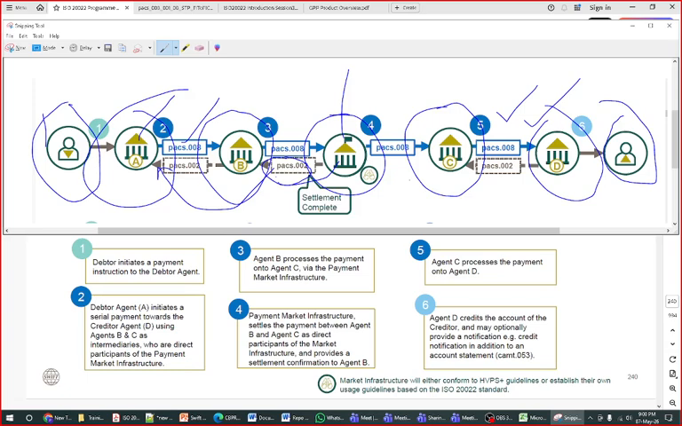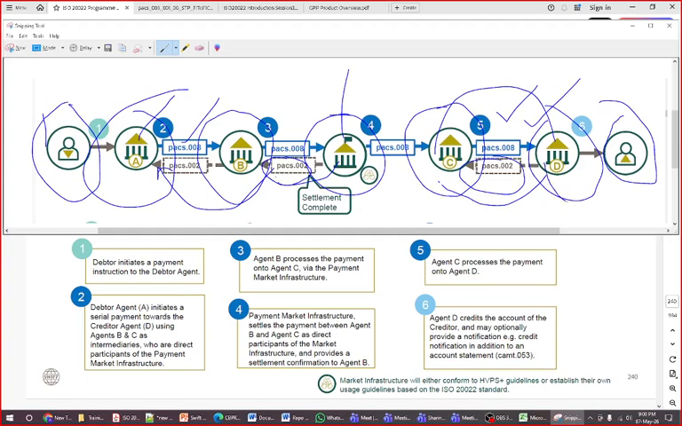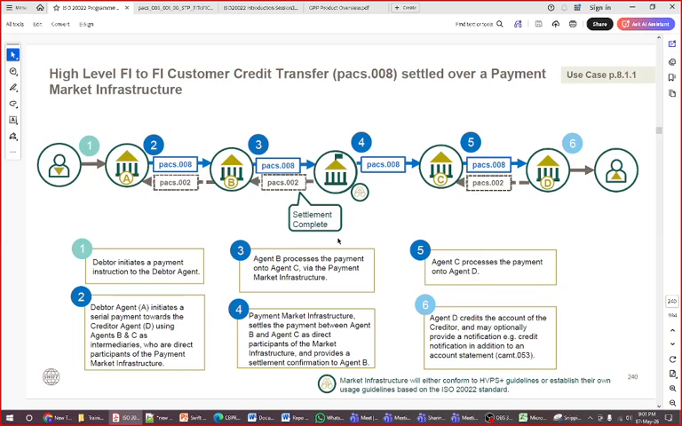Okay, so here also you can see payment is successful, this Pacs2 message is sent from D to C as acknowledgement. Then agent C processes the payment to agent D, and at the end you are sending this Pacs2 message acknowledgement. So agent D credits the account of the creditor and may optionally provide notification of a CAMT53 message at the end. It's not mentioned here, but it can send a CAMT50. We have seen the bigger diagram. It can send CAMT53, 54 depending on the scenario. So this is a simple flow of serial payment of Pacs8 message.